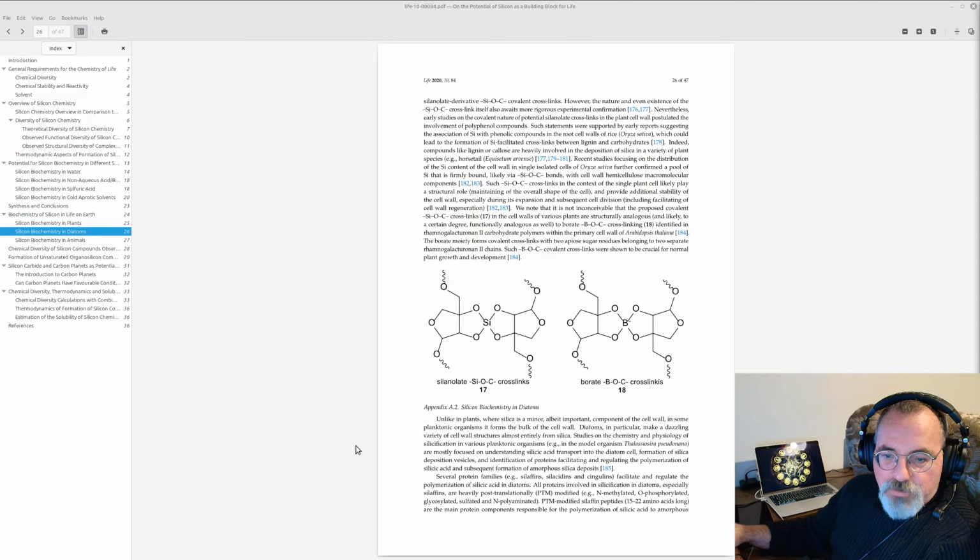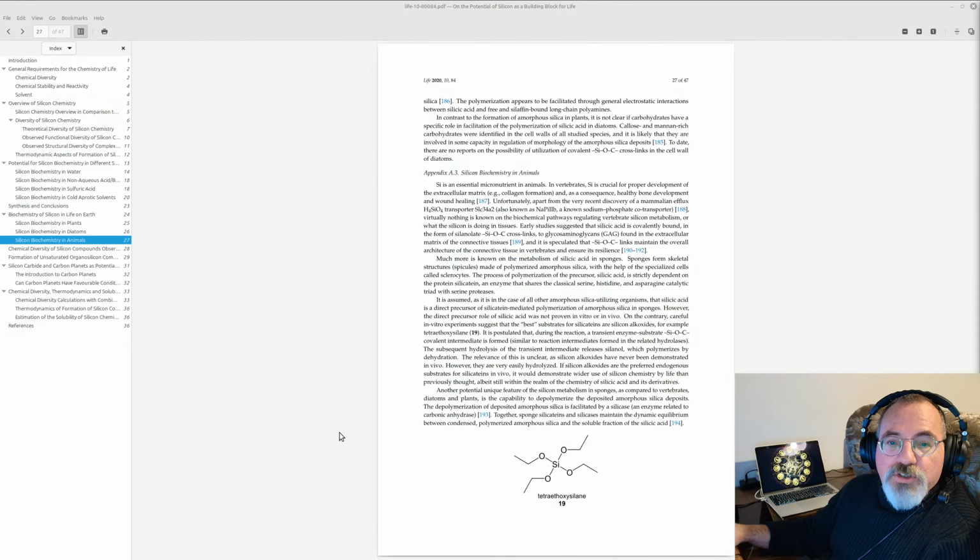All proteins involved in silicification in diatoms, especially silafins, are heavily post-translationally (PTM) modified. For example, N-methylated, O-phosphorylated, glycosylated, sulfated, and N-polyaminated. PTM modified silafin peptides, 15 to 22 amino acids long, are the main protein components responsible for the polymerization of silicic acid to amorphous silica.